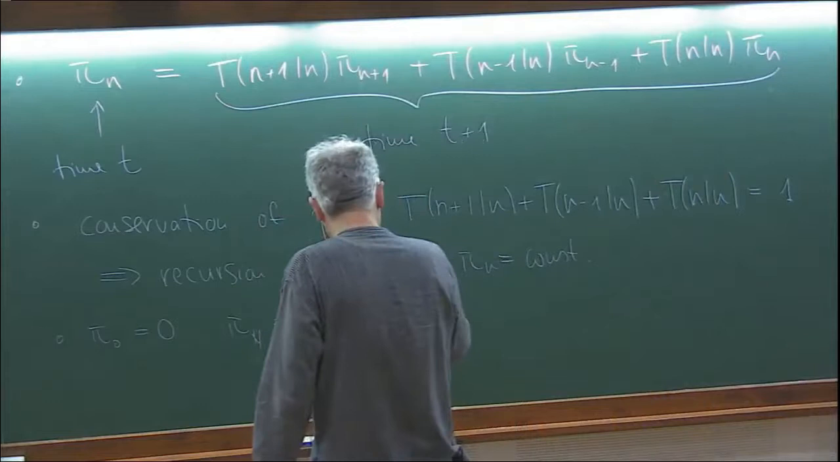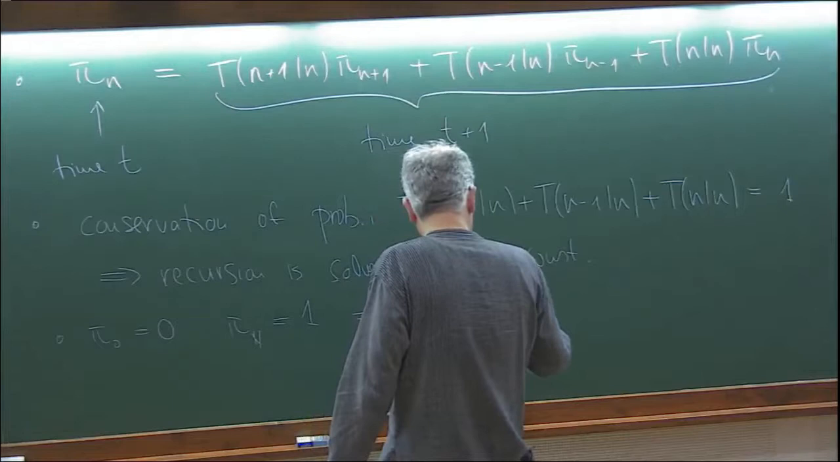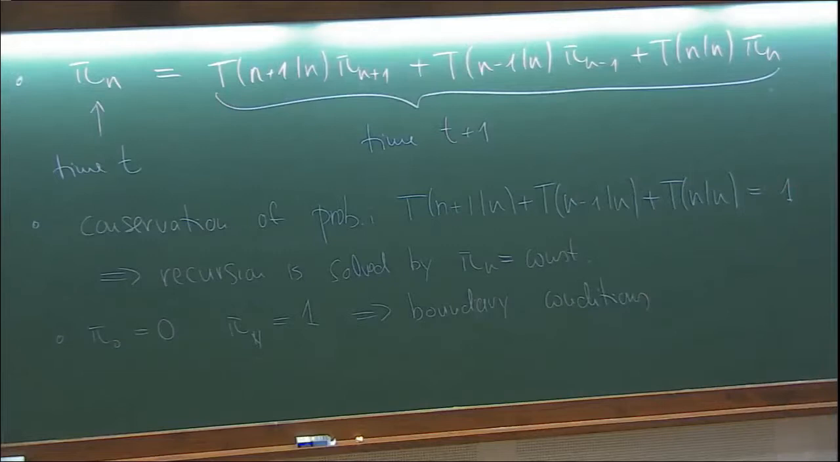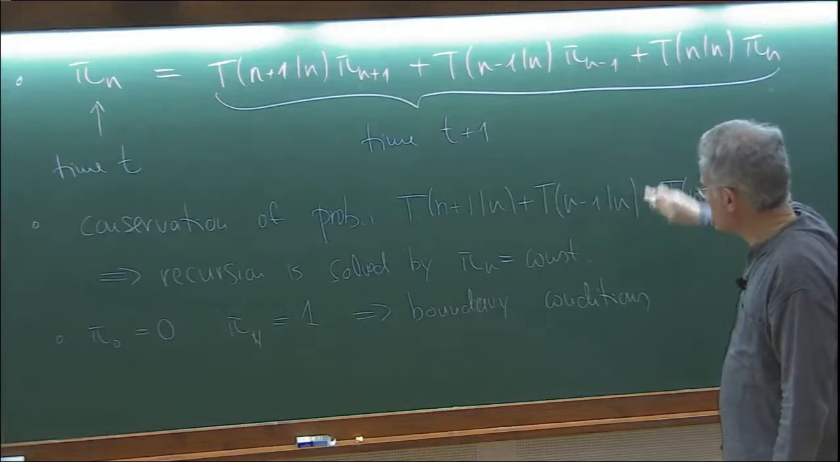And therefore, this constant solution is, of course, no good. Boundary conditions. I'm emphasizing this because later in the context of the diffusion theory, we'll have a similar structure. So we have to solve this recursion, and we have to satisfy these boundary conditions.